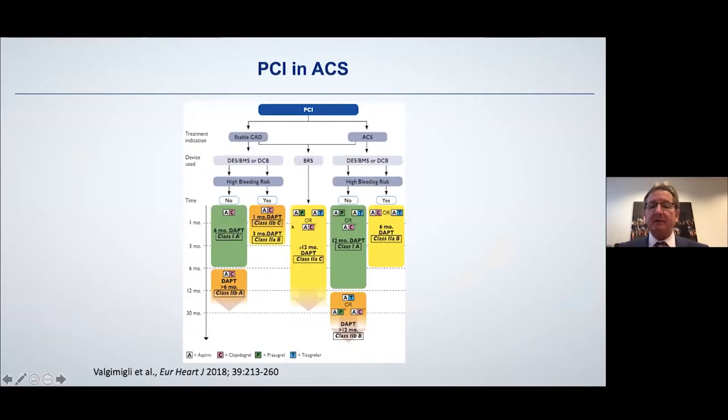Of course, acute coronary syndrome is a very important topic, especially in Asia, where you have many patients with acute coronary syndrome. If you don't have high bleeding risk, you can go up to 12 months with dual antiplatelet therapy. If you have high bleeding risk, you could go up to 3 to 6 months.